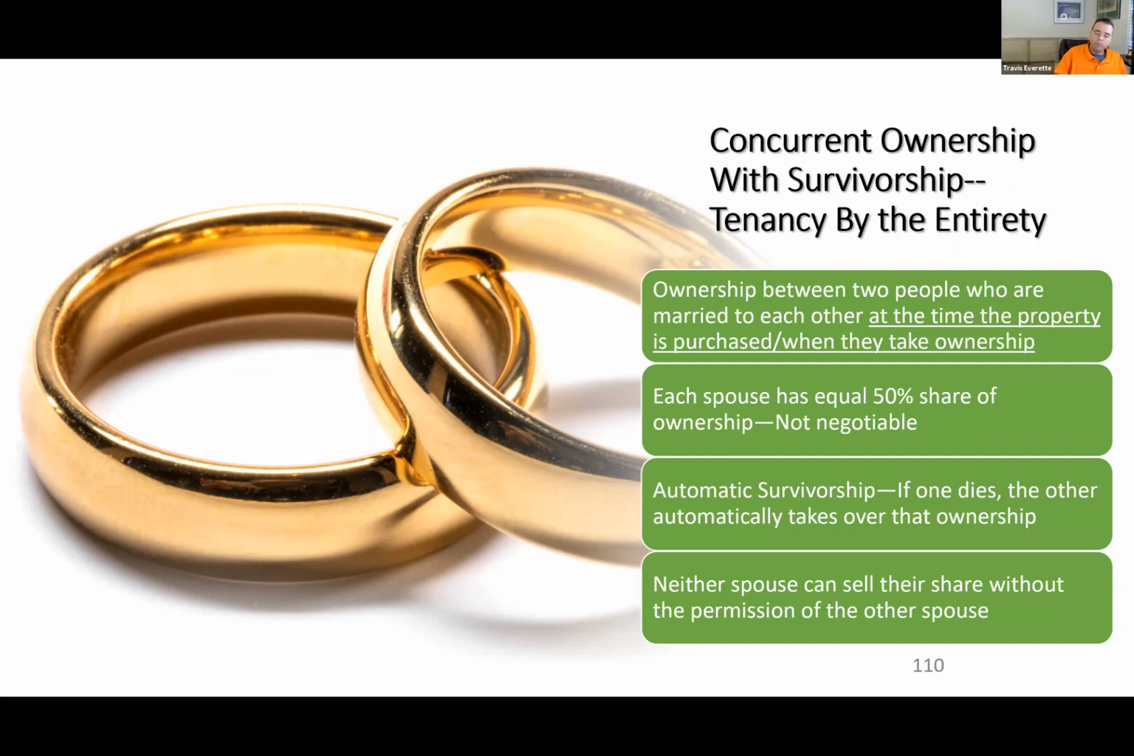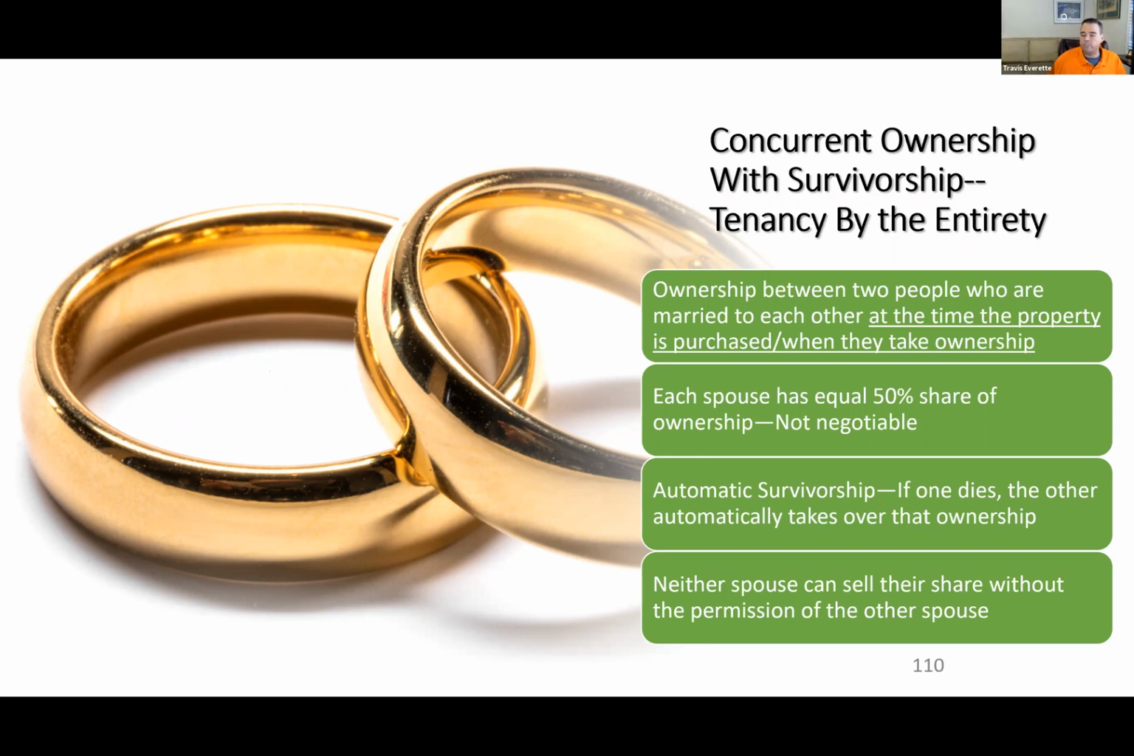Now, if they had purchased the property after the marriage, it would be tenancy by the entirety. You do not get a choice in North Carolina of how you want to own property with your spouse if you purchase the property while you're already married to them. Here's how the state looks at it. Before you were married, you got to make your own decisions. After you're married, there's no more you. There is the two of you.